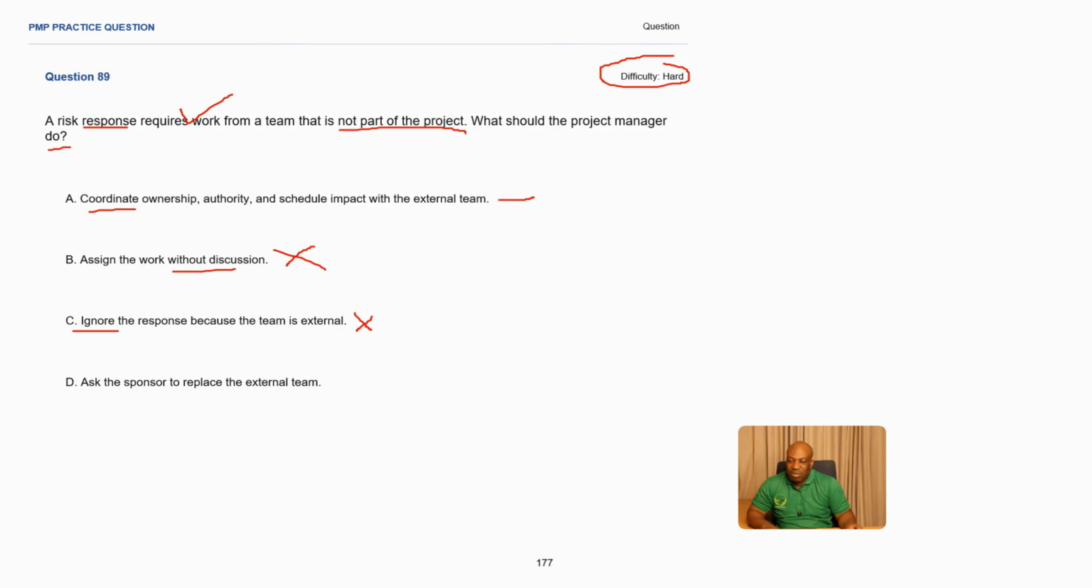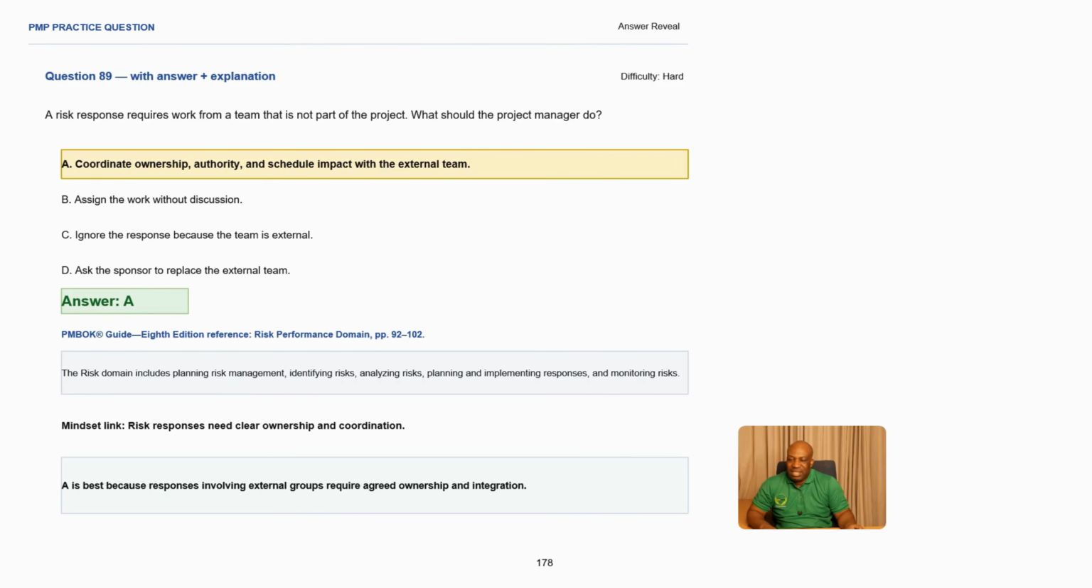D: ask the sponsor to replace the external team. There was a reason this external team was chosen. Probably they didn't have capacity or resources. And you don't go to the sponsor to just replace an external team like that. The issue here is to implement the risk response. So this is an incorrect answer. The best answer here is A. You need to coordinate ownership, authority, and schedule impact with the external team. Remember, this is an external team which is not part of your project, but it's supposed to implement the risk response.